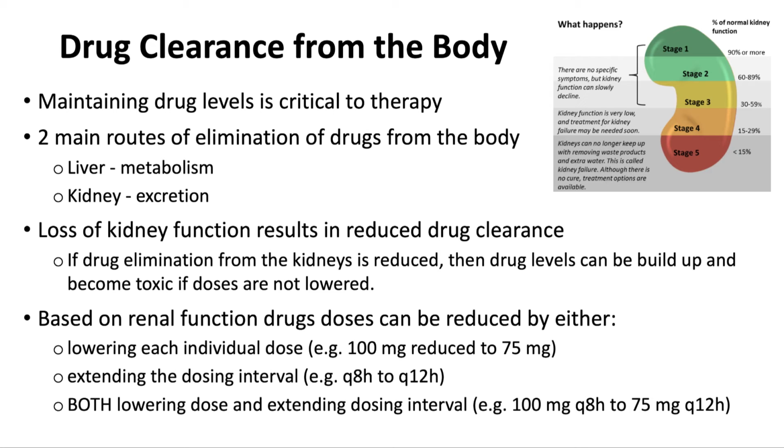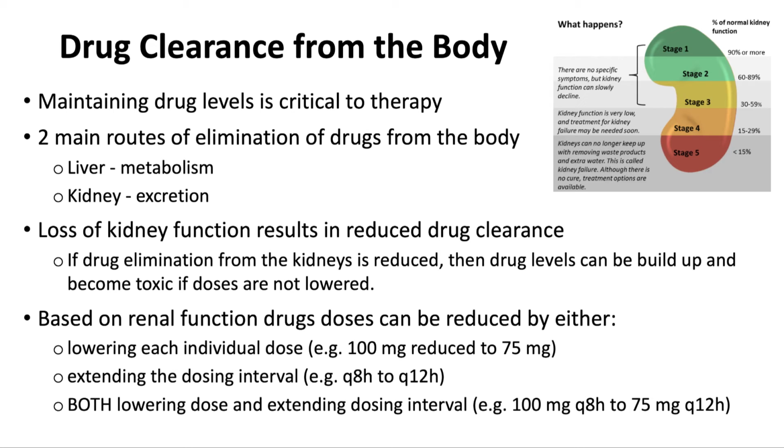However, there are other alternatives. You could extend the dosing interval. So instead of taking 100 milligrams 3 times a day, or every 8 hours, you can still take the 100 milligrams, but only take it every 12 hours, or 2 times a day. So you give the same dose each time, but at a lower frequency, and therefore the total daily dose will go down.